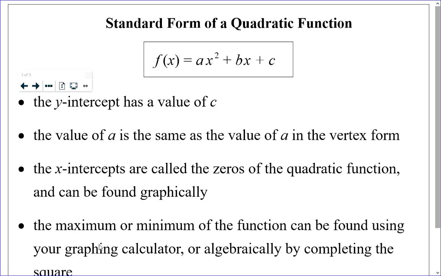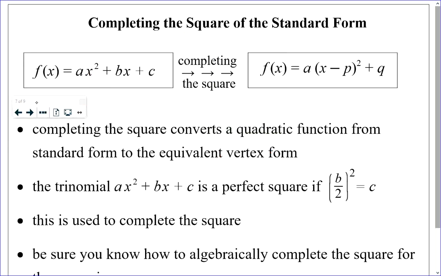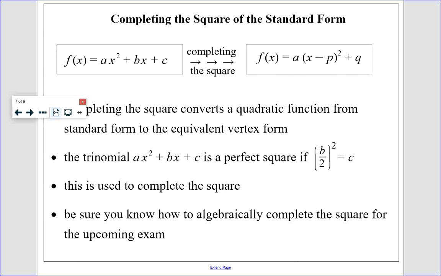Again, if you want to find the maximum or minimum, you can either complete the square or use your graphing calculator. Speaking of completing the square, well, we've done so many of these. This slide or page or handout that you're looking at right now doesn't tell you how to complete the square. That's in your notes. What I'm saying is you need to know how to complete the square. You need to be able to take a standard form and put it into Vertex Form.